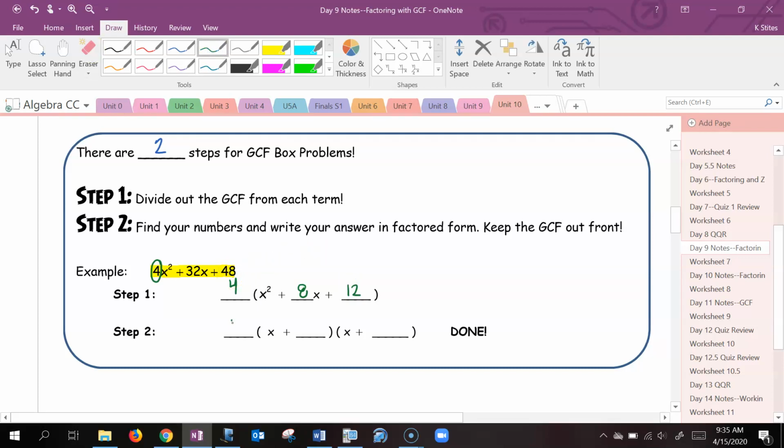Okay, your 4 is going to come down, and now what you're going to do is just your normal box problem for this part right here in parentheses. We are going to multiply to 12, and we're going to add to 8.